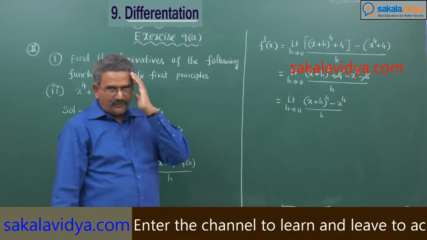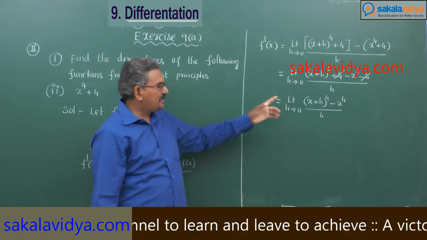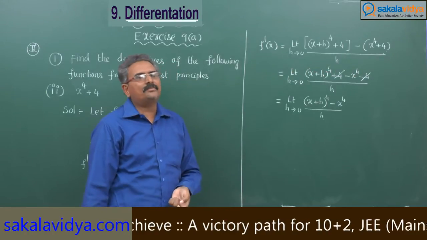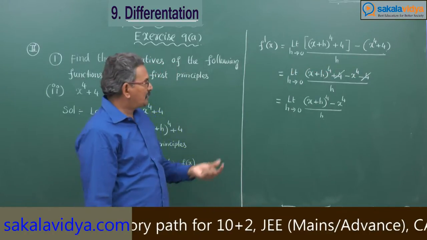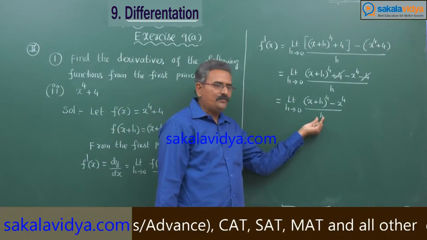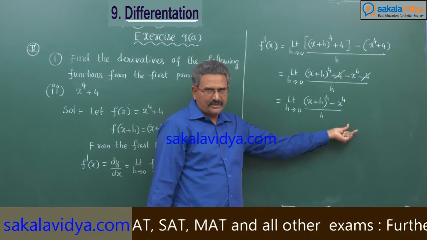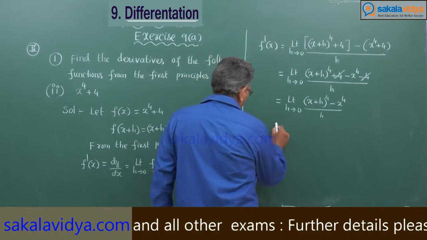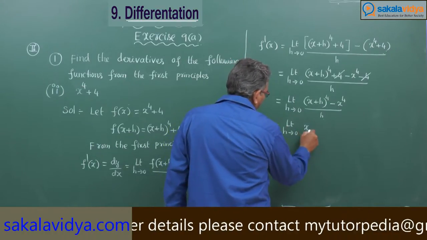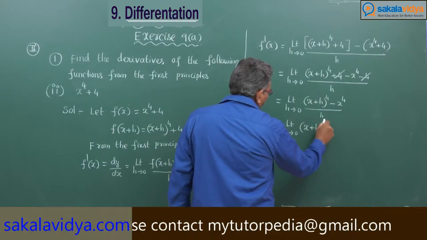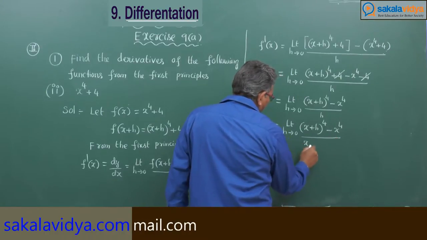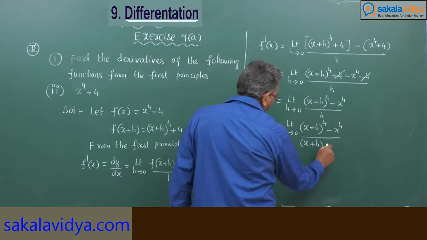Again, if you visualize the problem, this can be put in the form of limit x tends to a, x to the power of n minus a to the power of n by x minus a. So, that means we have to change h without changing its value. That means add x, subtract x. So, next step, the limit h tends to 0, (x plus h) to the power of 4 minus x to the power of 4 by this is (x plus h) minus x.